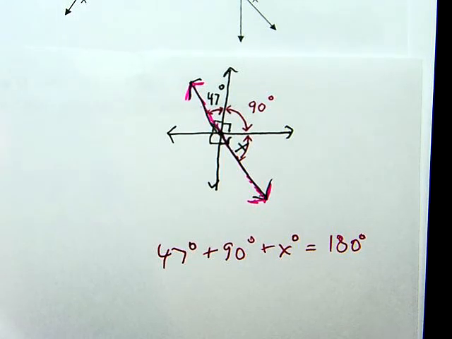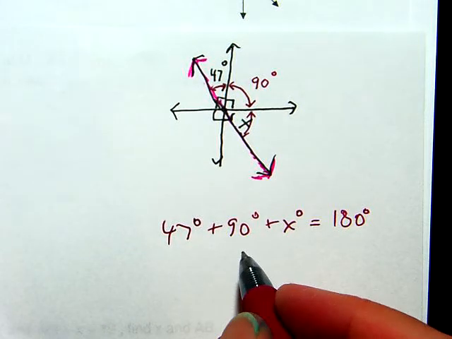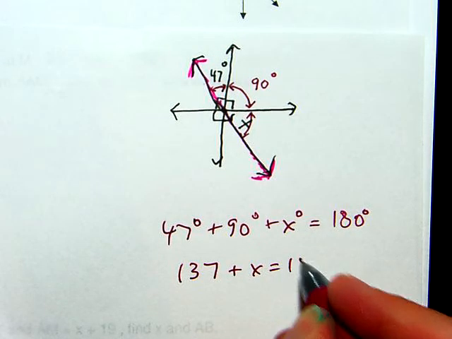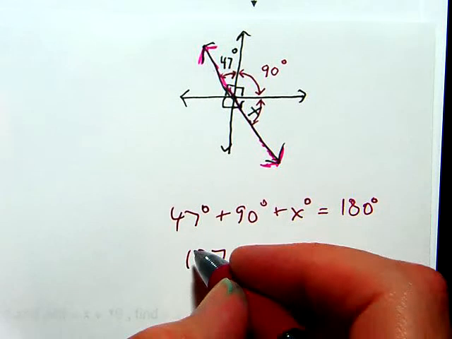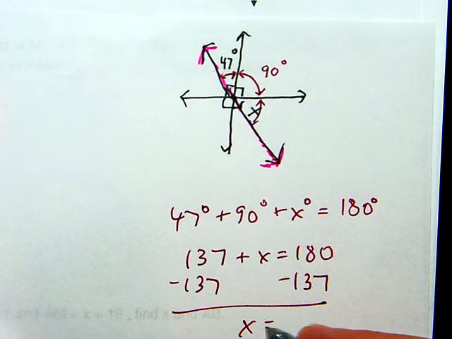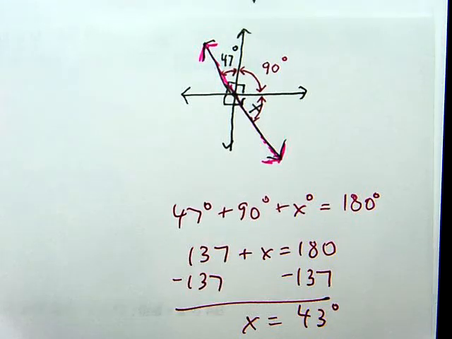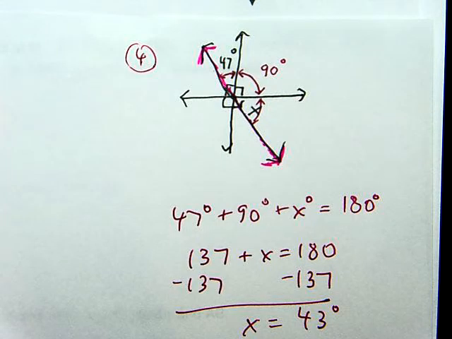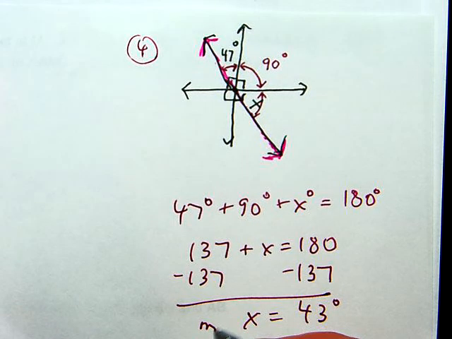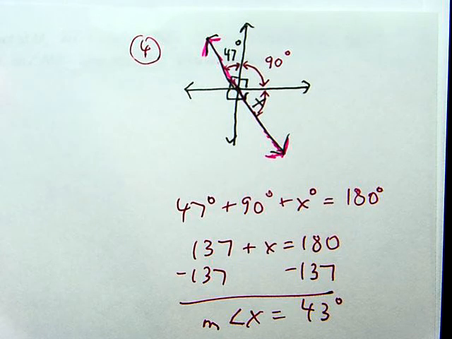Well, this kind of turns out to be not so complicated after all. So we'll just do our addition. We get 137 plus x equals 180. Subtract 137 from both sides and we're done. So we get x is equal to 43 degrees. So that is the answer to number 4. The answer to number 4 is, to really do it formally correctly, the measure of angle x is equal to 43 degrees.